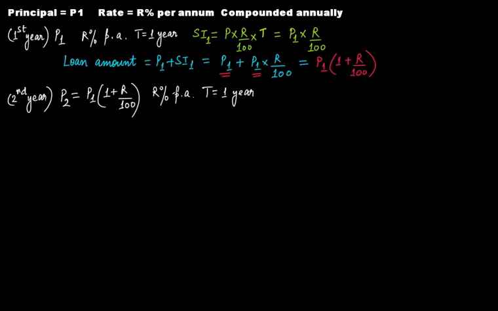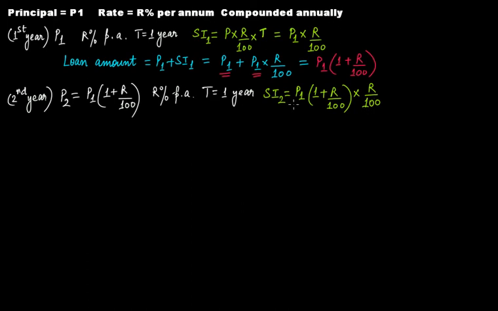Now if you calculate the simple interest for this year, let's denote it by SI2, using the same formula, P multiplied by R by 100 multiplied by T. P is in this case P2. What is P2? P2 is P1 times 1 plus R by 100, multiplied by R by 100, because this will remain there. This is P2 multiplied by R by 100 and multiplied by 1, so this will give back this value only.